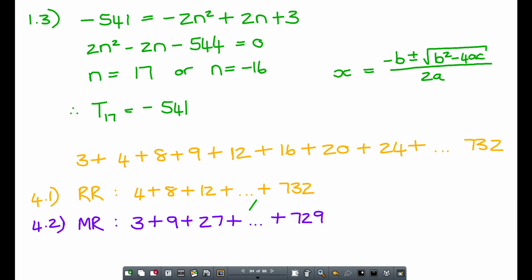Okay, so what I want you to remember is because this n value was negative, you can't get term negative 16. Onthou julle nog, nee? So dit is hoekom hierdie dan nou outomaties uit is. And then we say term 17 will therefore be equal to minus 541. Okay. Good. Any questions there?